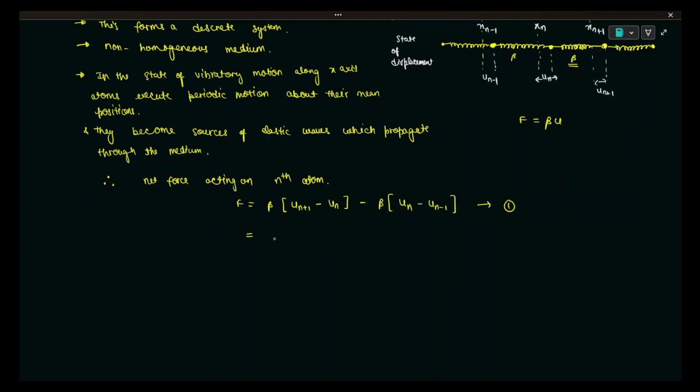So let's try to simplify this. This will become beta, and then there are two negative uns and then positive un plus 1 and un minus 1.